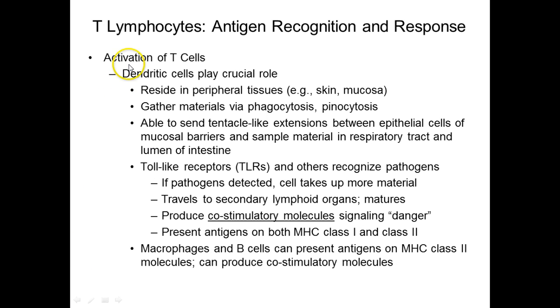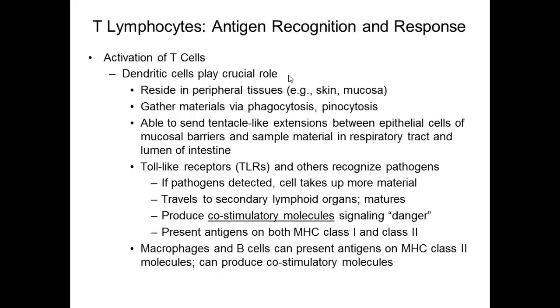So activation of T cells, right? Dendritic cells play a very important role, as you saw in that last picture. These reside in our peripheral tissues, in our skin, our mucus. They're going to gather materials by phagocytosis and pinocytosis. They're going to bring stuff in. The reason they got that name is they have those long tentacles. They can actually squeeze between epithelial cells in our intestines through that mucosal layer and actually grab stuff. Your reproductive tract, your respiratory tract.